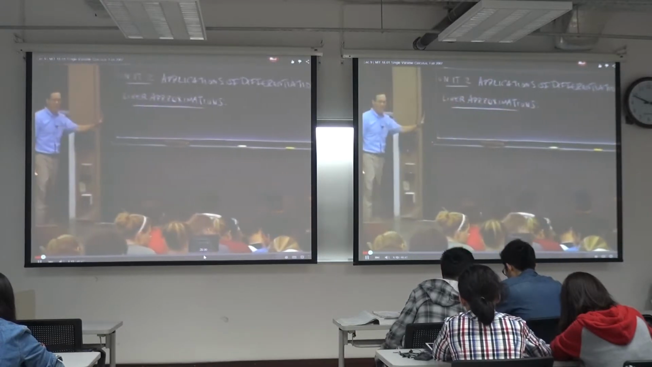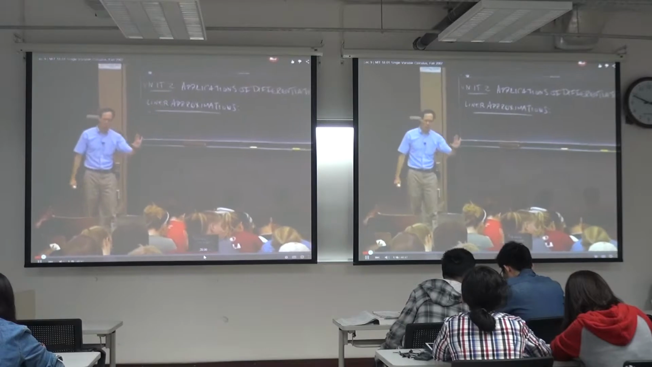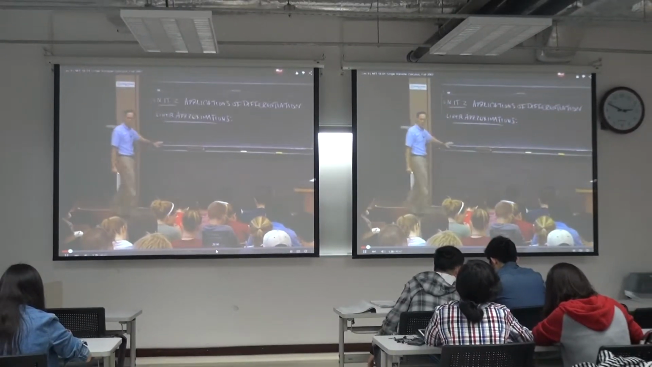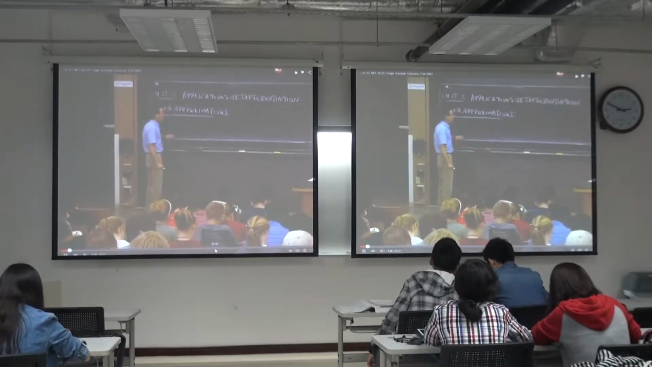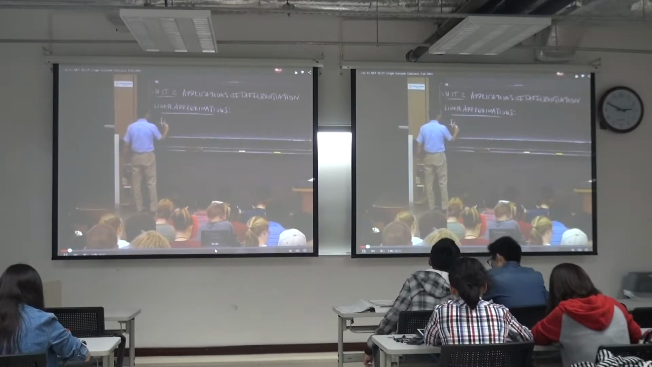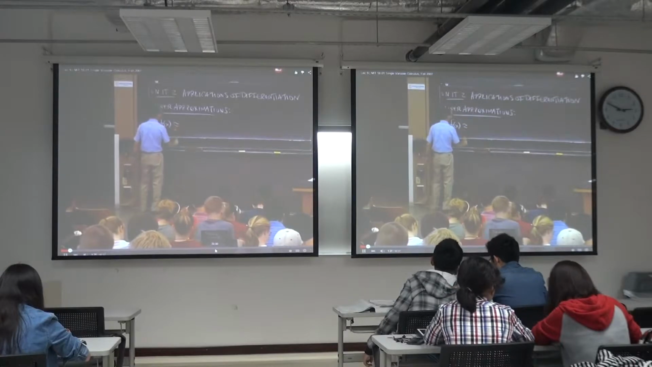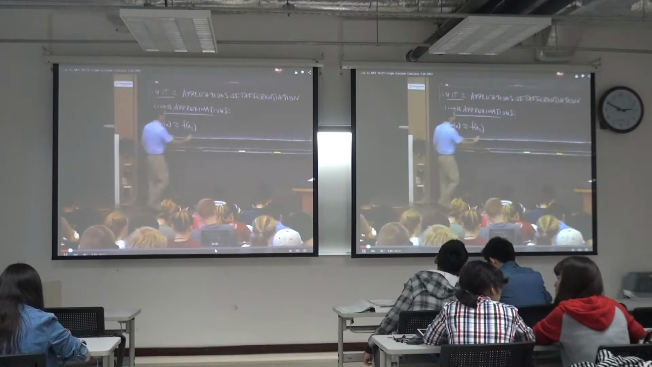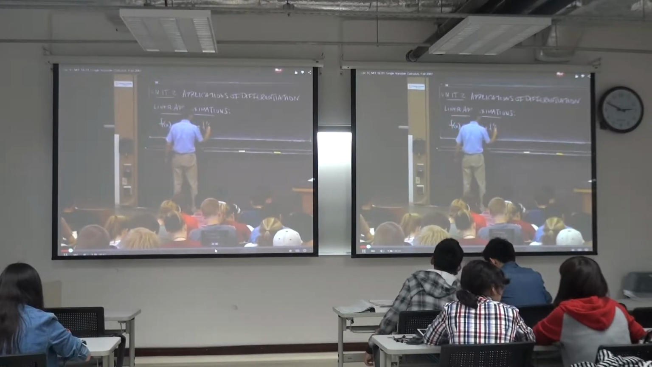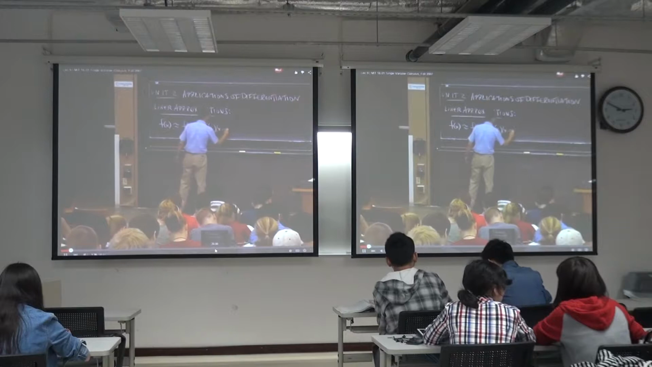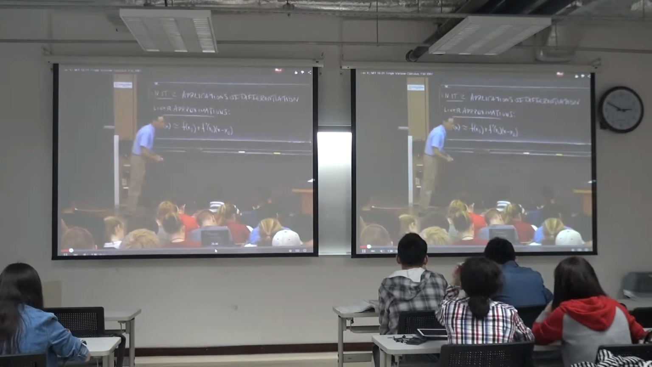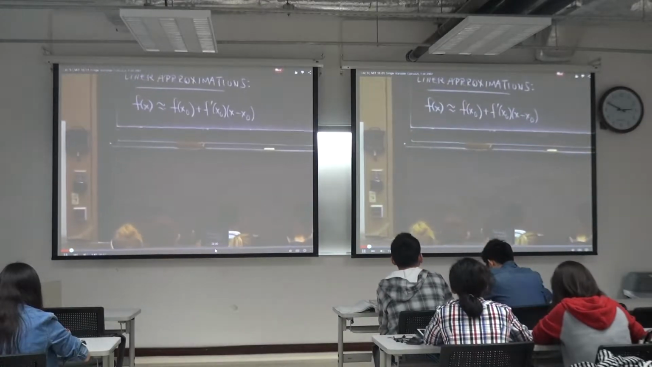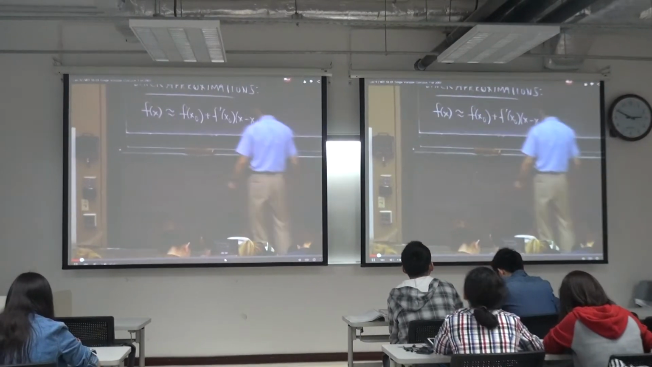So that can be summarized with one formula, but it's going to take us at least half an hour to explain how this formula is used. So here's the formula. It's f of x is approximately equal to its value at a base point plus the derivative times x minus x0. All right, so this is the main formula for right now. Put it in a box.